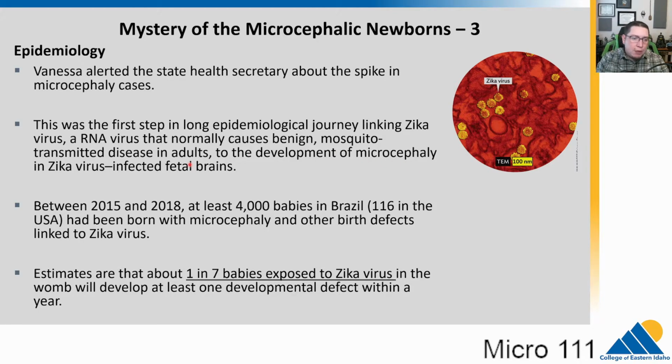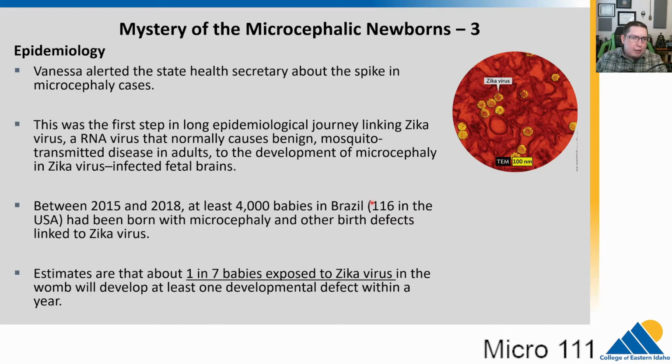But in pregnant mothers, it can infect fetal brain tissue and lead to the development of microcephaly. So in the outbreak between 2015 and 2018, at least 4,000 babies in Brazil and 116 in the US were born with microcephaly. These US cases were usually people who traveled from Brazil to the United States and then gave birth here. But because the southern hemisphere of the Americas and the northern hemisphere of the Americas is linked, we worried about this being brought from Brazil up through Central America into North America.